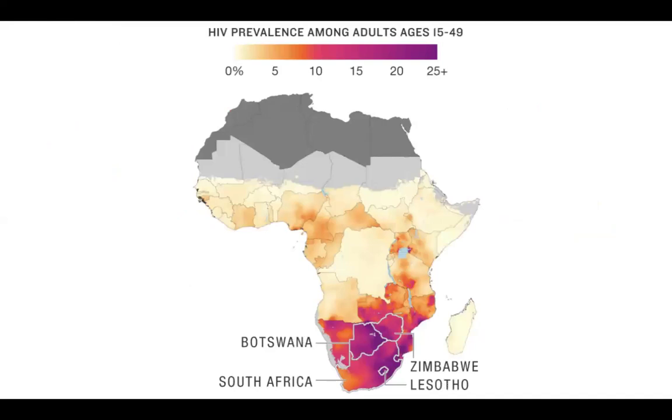So here's some HIV prevalence. As you can see, ages between 15 and 49, I believe this is percentage. More than 25% are like heart of Southern Africa right here. So it is really a big problem.